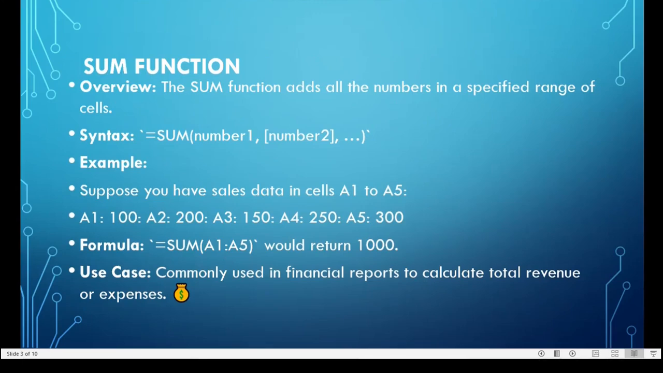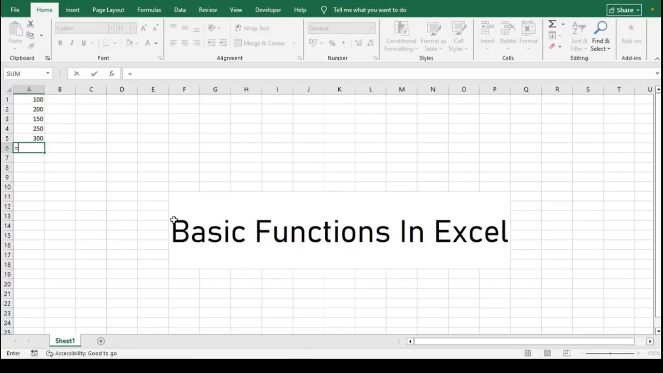The sum function. The sum function adds all the numbers in a specified range of cells, providing a straightforward way to total values. The syntax for the sum function is =SUM followed by number 1, and additional numbers in parentheses. For example, suppose you have sales data in cells A1 to A5. If A1 equals 100, A2 equals 200, A3 equals 150, A4 equals 250, and A5 equals 300, the formula =SUM(A1:A5) would return 1000. This function is commonly used in financial reports to calculate total revenue or expenses.